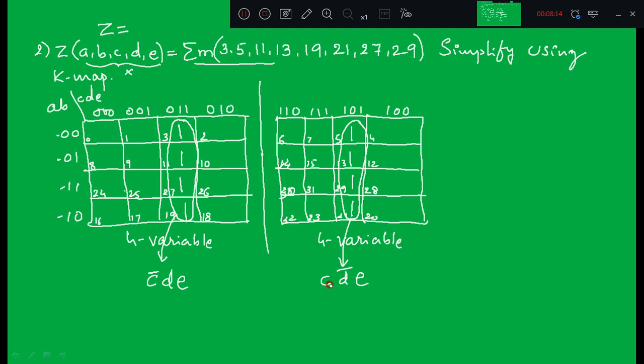So this is the first step, that is we are going to group these min terms like a 4 variable K-map. The second step is you have to fold the K-map along this vertical line, right?